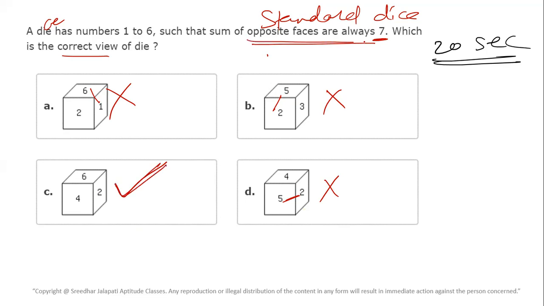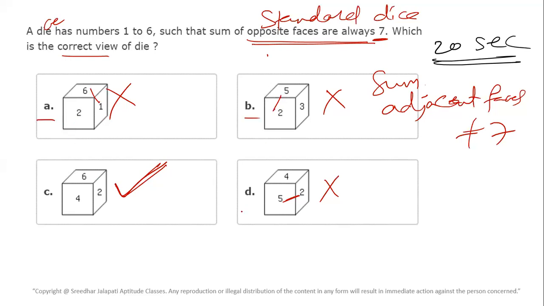As the sum of opposite faces is 7, the sum of adjacent faces cannot be 7. So except C, in all options A, B, D, as the sum of adjacent faces is 7, this cannot be the view. It's a simple question.